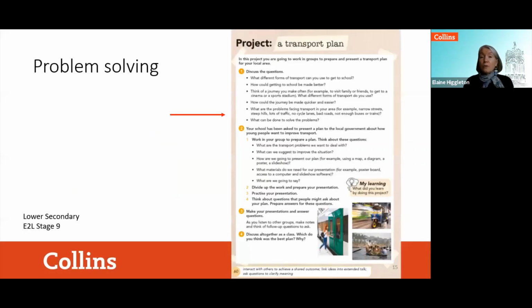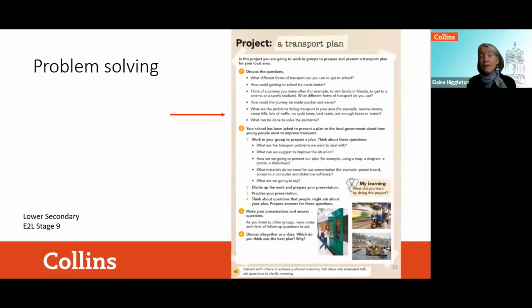We also have opportunities for problem solving. Our lower secondary English as a second language course has lots of project work in it because we recognise that you are learning language to be able to do things with that language as a communication tool. So we've built in lots of opportunities to use the language, including to solve problems.